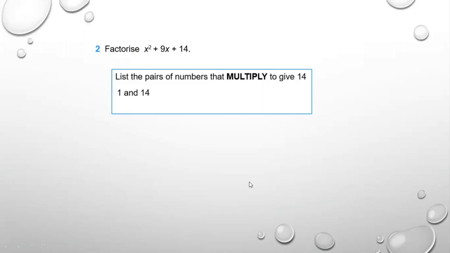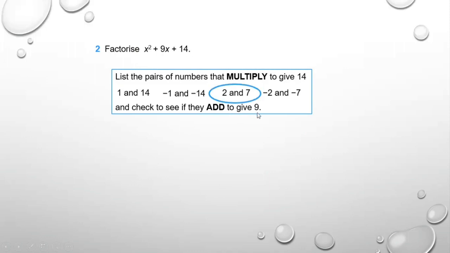So now let us list them. 1 into 14 is 14. Minus 1 into minus 14 is 14. 2 into 7 is again 14. And minus 2 into minus 7 is 14. Now from these we have to choose the ones which will add to 9, and they are 2 and 7.